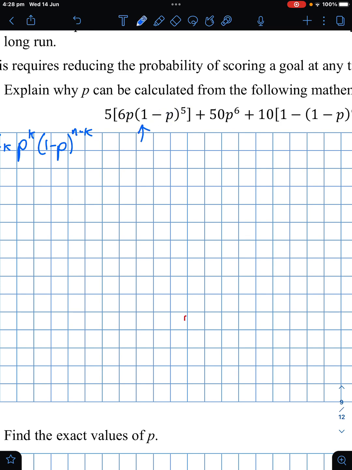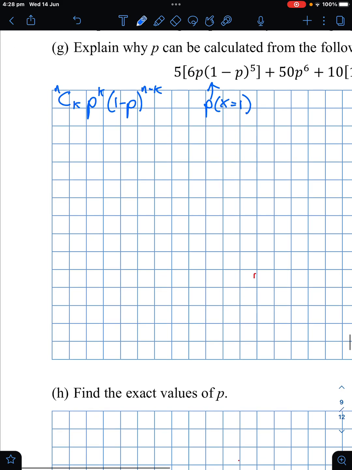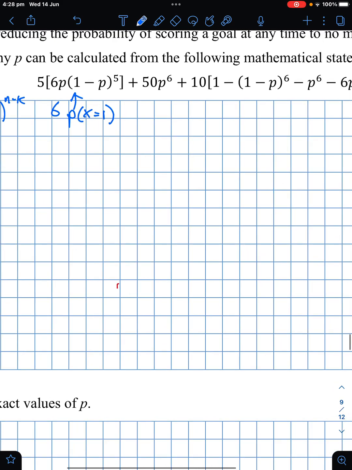So this here represents probability x equals 1. Now, the 6 out the front is because the combination of 6 choose 1 equals 6. So that's where that comes from. So that gives us that value there. This 50 P6, the P6 here is given by the probability of x equals 6. That's the chance of it happening.